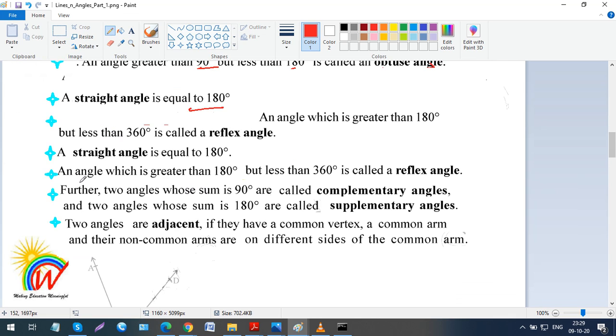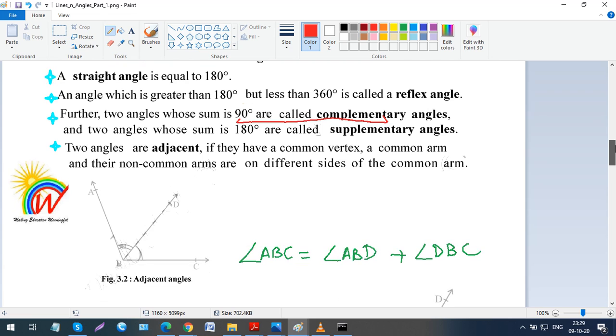Okay, and here it says further, 2 angles whose sum is 90 degrees are called complementary angles. So if 2 angles add up to 90 degrees, they are called complementary angles, and if 2 angles add up to 180 degrees, then they are called supplementary angles.